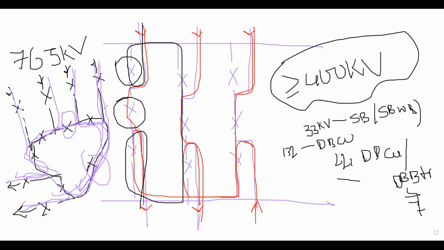I am sharing an article with you. Please read that article so you will get the idea of the advantages and disadvantages of these buses.